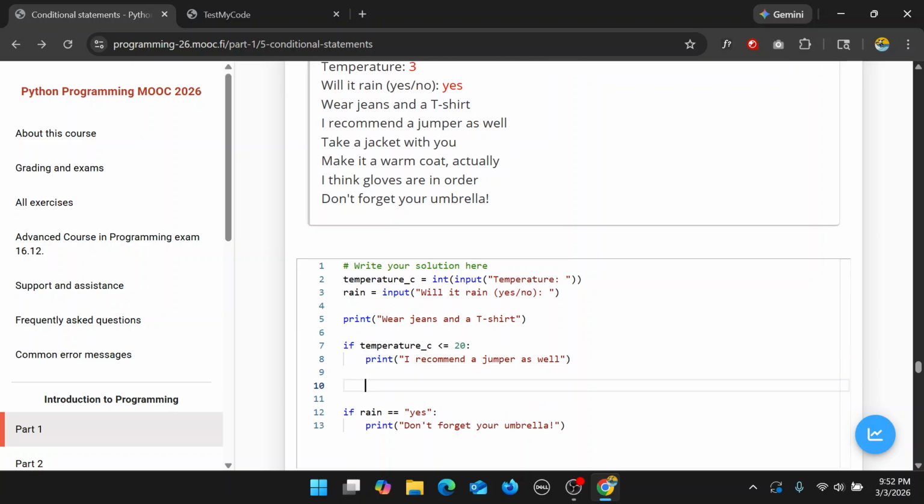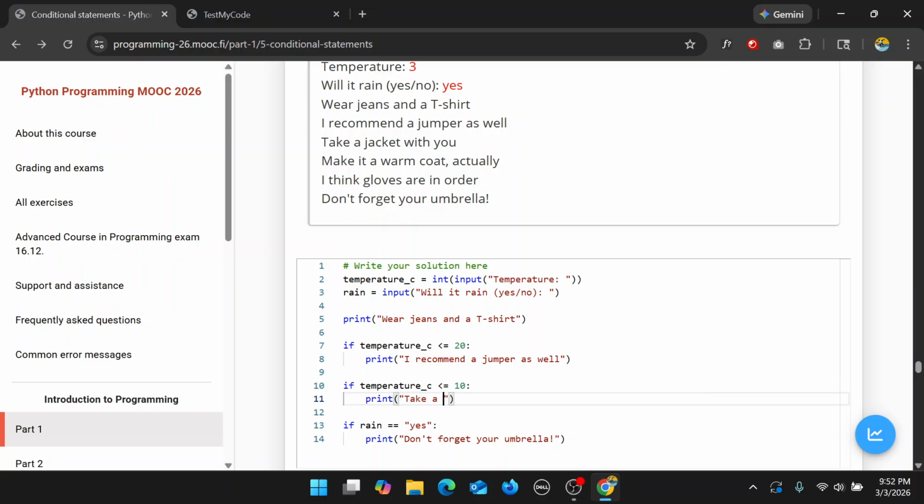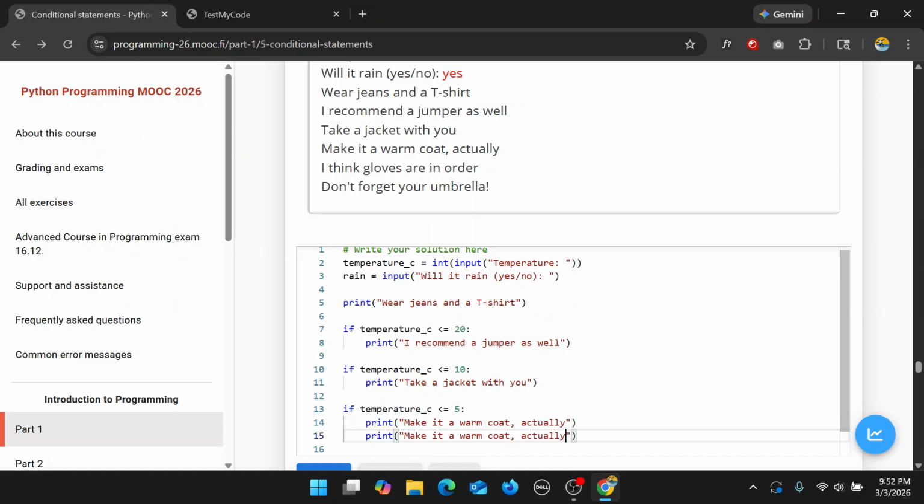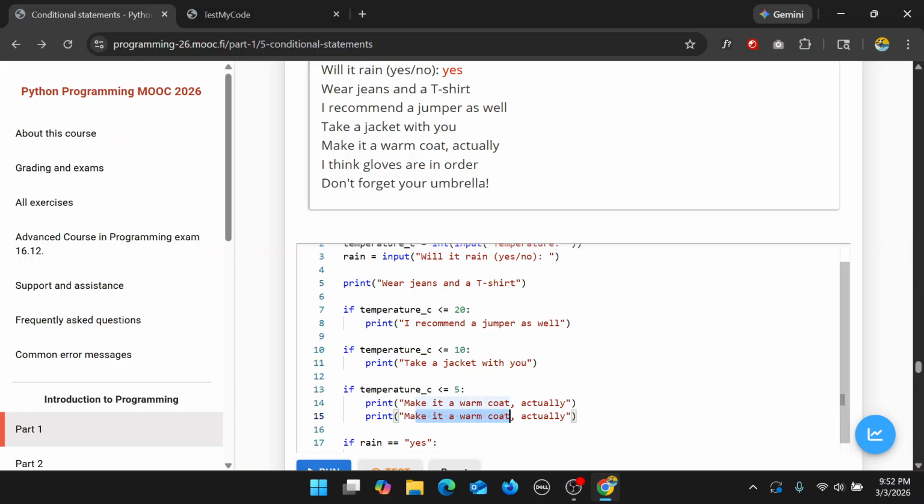And then if temperature C is less than or equal to 10, then we're going to print take a jacket with you. And then if it's less than 5, we do the other three. If temperature C is less than or equal to 5, then we're going to say print make it a warm coat, actually, and I think gloves are in order.